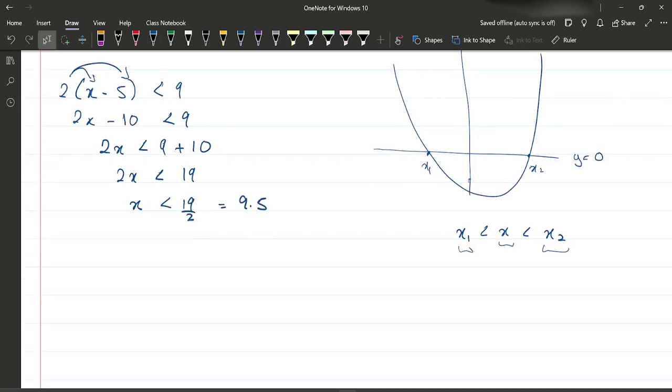Yeah, that's it. That's our value, or our domain, or values of x. If we have any value that is less than 9.5 and we put it into this equation, we should get a value that is less than 9. That is the idea. Okay, so now that you've seen what this is, let's go into the main topic of this video, which is quadratic inequalities, which is what we're really here for.